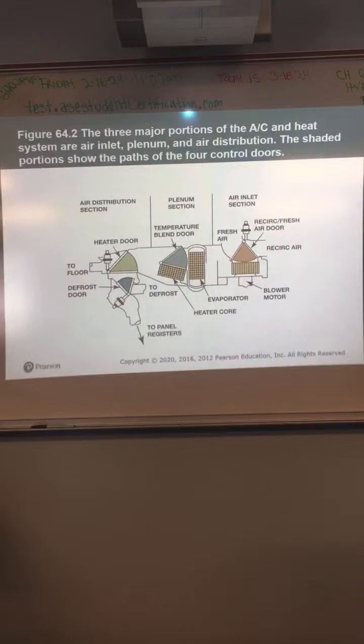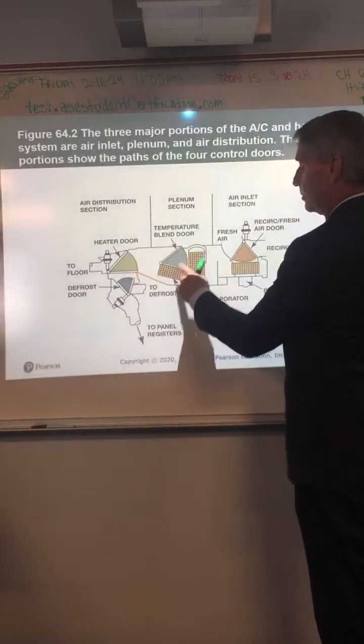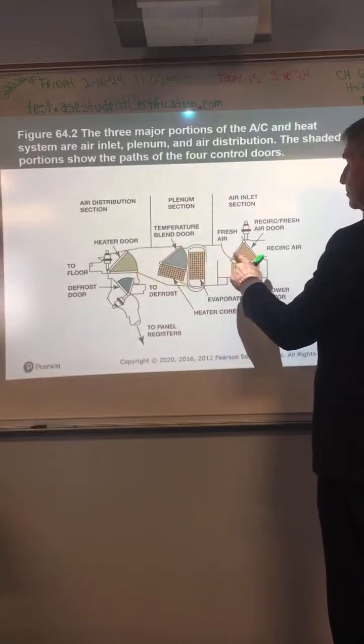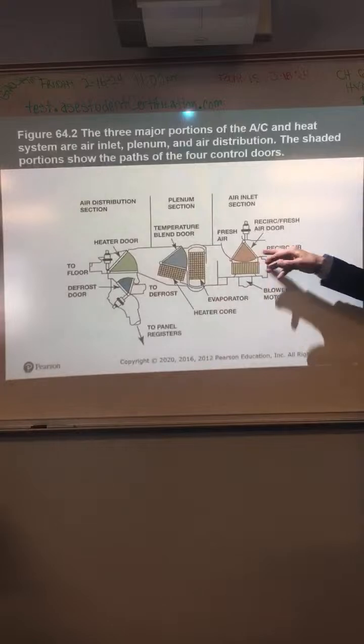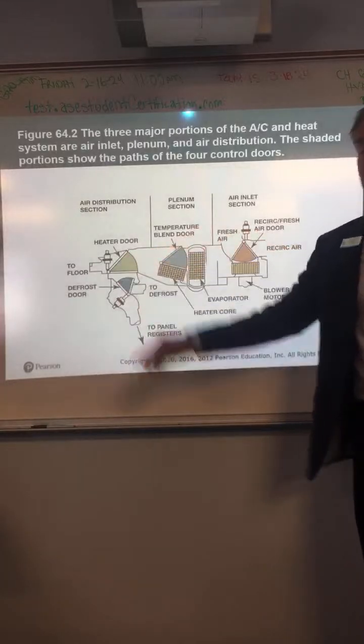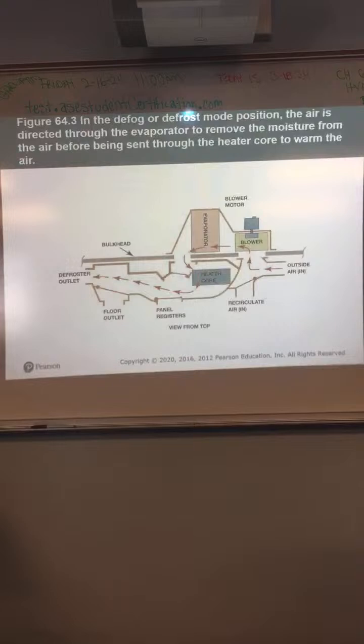You have air inlet, plenum, and air distribution. The shaded part shows the path of the control doors. So this shaded area here, here, and here just shows you the path of this door. Just moves from here to here, here to here, whatever, okay? Temperature blend door, recirculation, and the air distribution section there. Sometimes those don't make a lot of sense by looking at them.